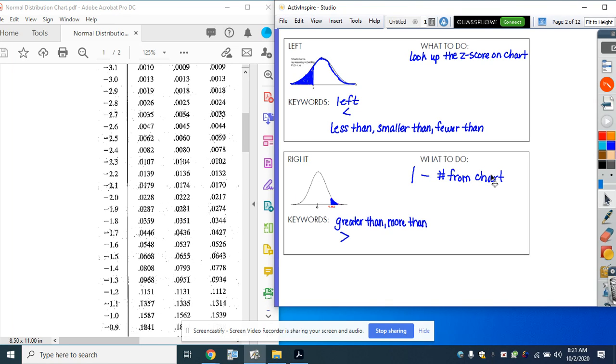Now, I cannot emphasize enough that you never do any mathematical operation until you look the number up on the chart. Let me say that one more time.